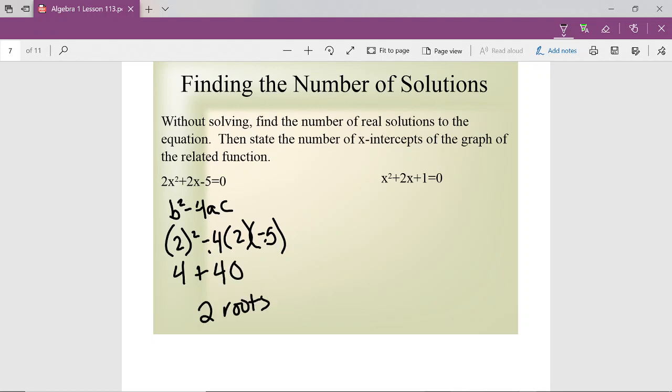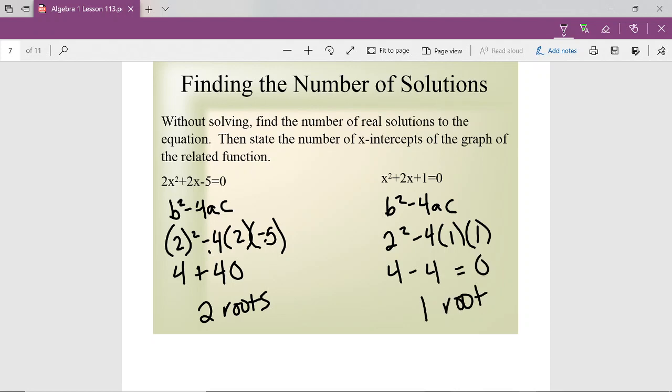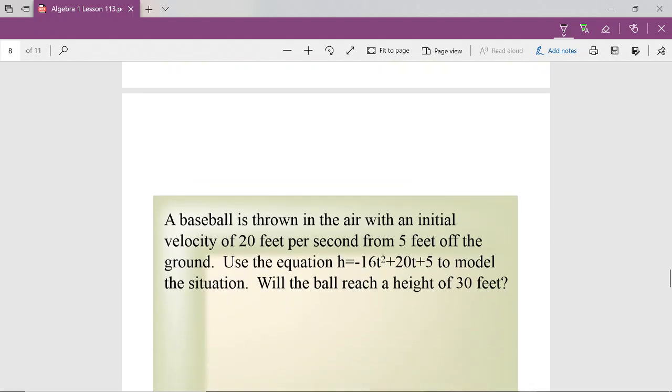Don't know what the roots are yet. We could continue the actual quadratic formula to figure out what they are, but we get 2 roots. I'll go ahead and do this next one as well. And I will get 2 squared minus 4 times 1 times 1. And we get 4 minus 4, which is 0, so I get only 1 root. Remember, I can take the square root of 0. I'm just not going to have 2 different solutions for that, so I only have 1 root.